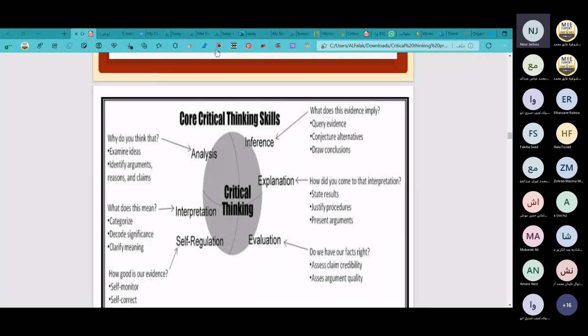And you know, problem solving is one of the most effective strategies for inference. Problem solving, decision making, and the five E's strategy. Here is the five E's strategy. We have five E's. The first one is engage students. This is a way of teaching, engaging students.